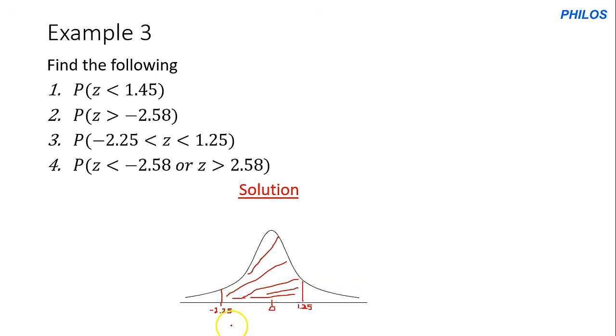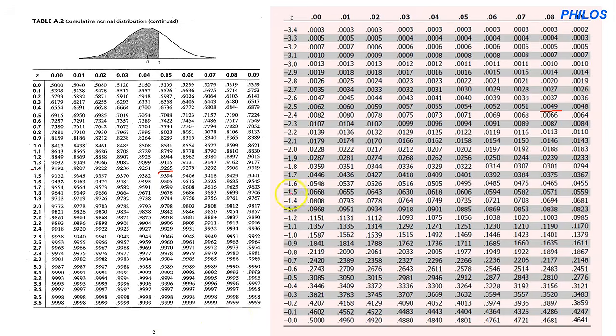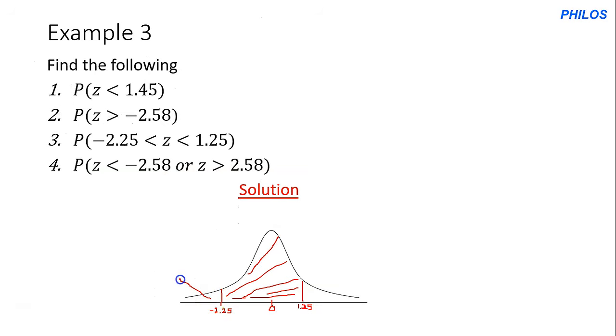So to do that, first let's go and check negative 2.25 on a negative z table. So negative 2.25. So this is negative 2.2. Then we look for 5. 0, 1, 2, 3, 4, 5. So that will give us 0.0122, which means area to the left. Okay, 0.0122.